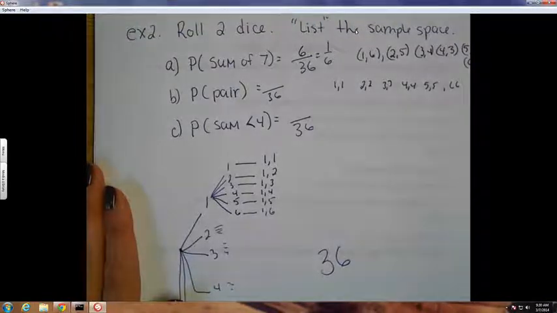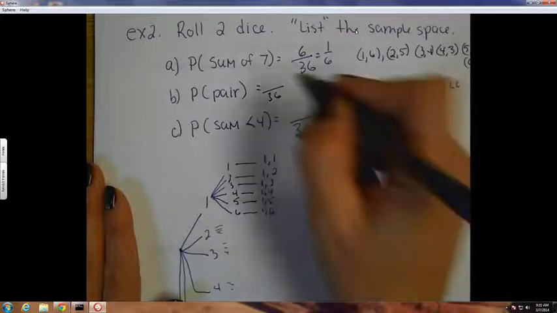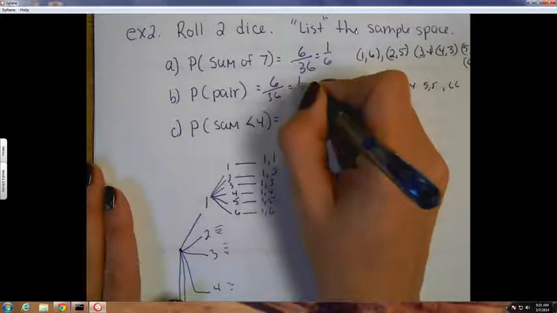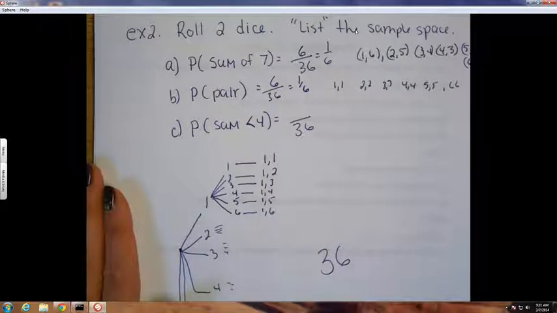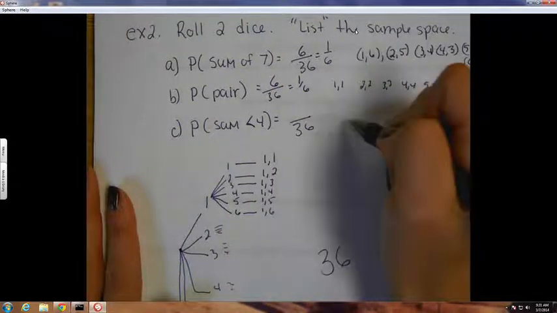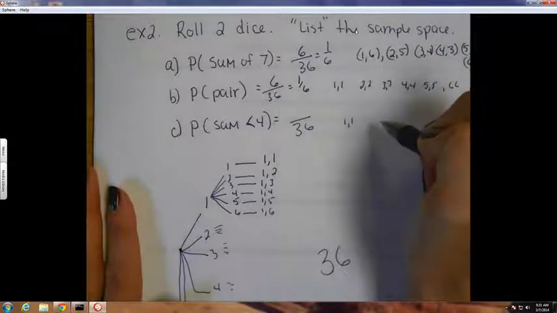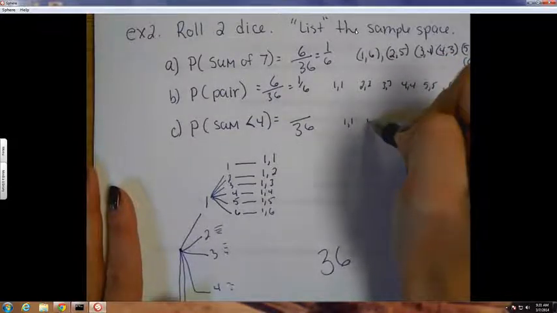So there are 6 again. Yes. All right, a sum that's less than 4. Start at the top of your tree. 1, 1. That adds up to 2. 1, 2.